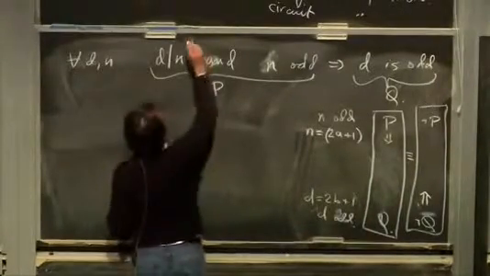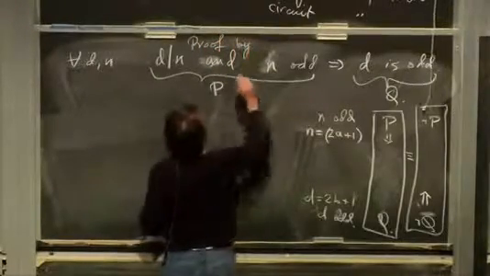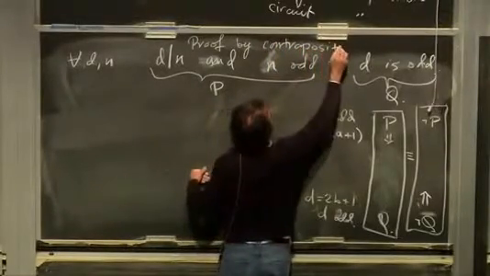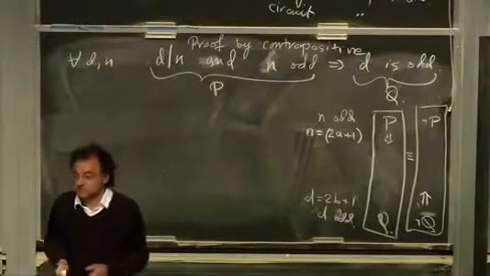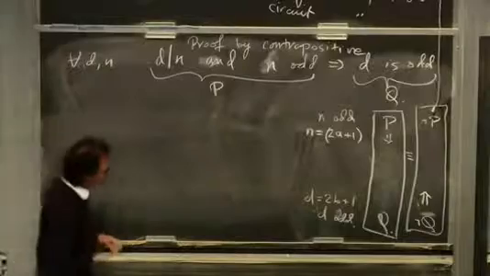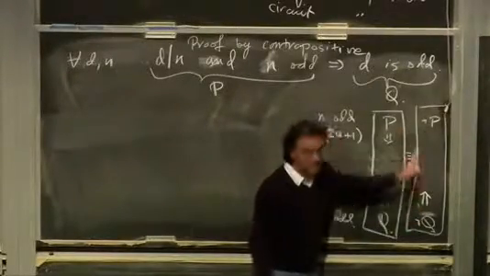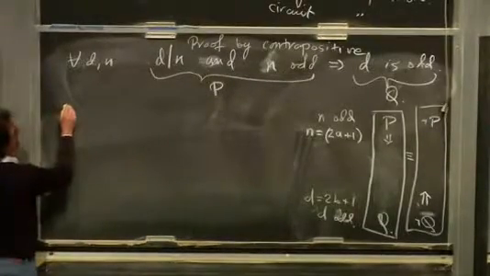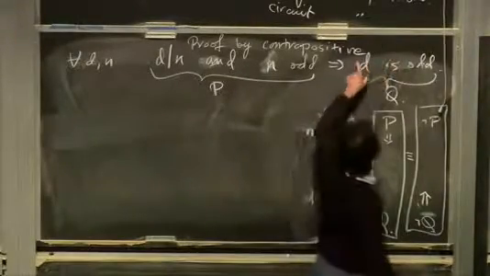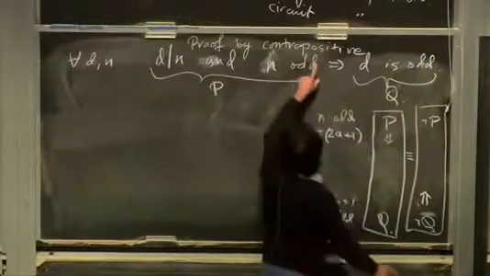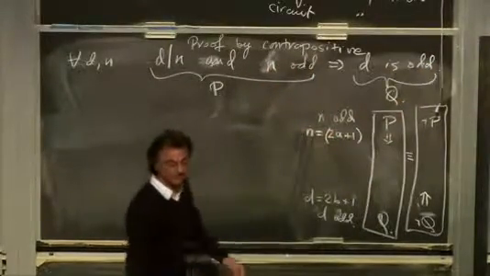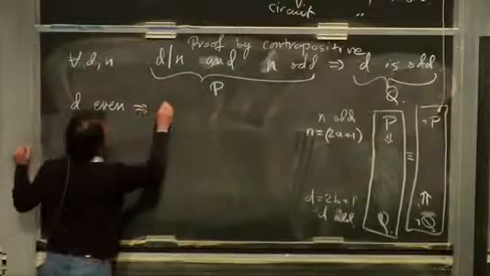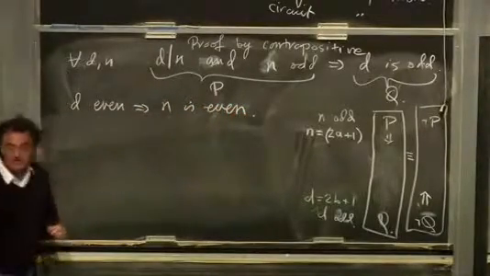Okay, so this would be a proof by taking the contrapositive, by contrapositive or contraposition. So let's see what happens if you try to prove it in this direction. So now the contrapositive says if D is not odd, then N is not odd. D is even implies N is even. Let's see if we can do that.